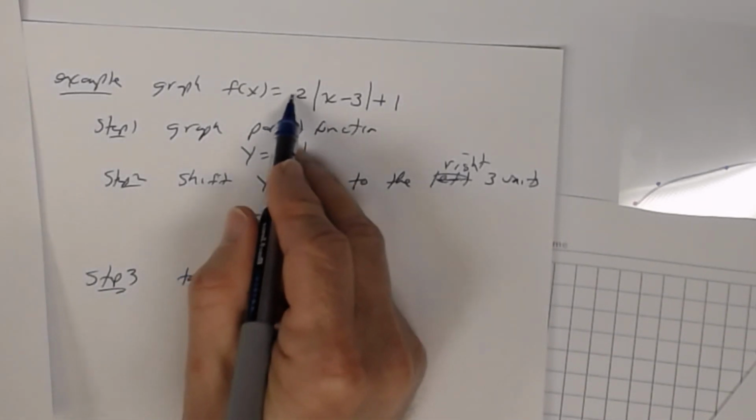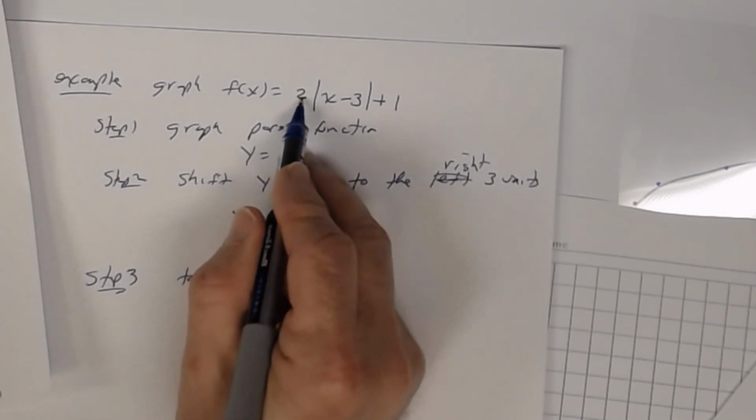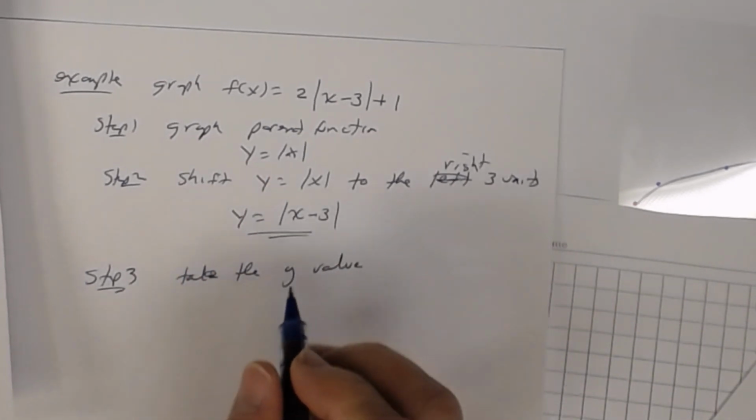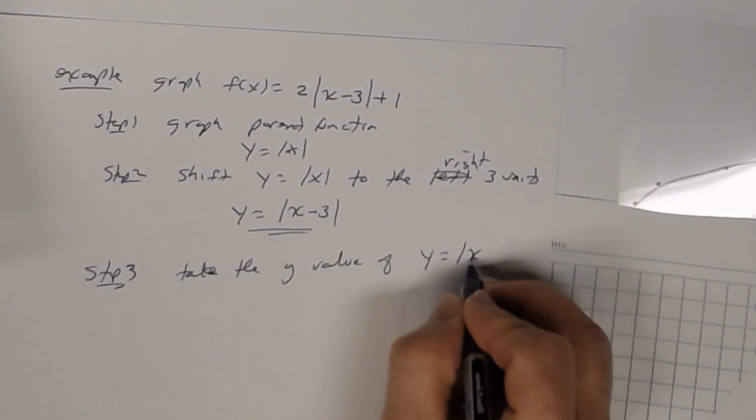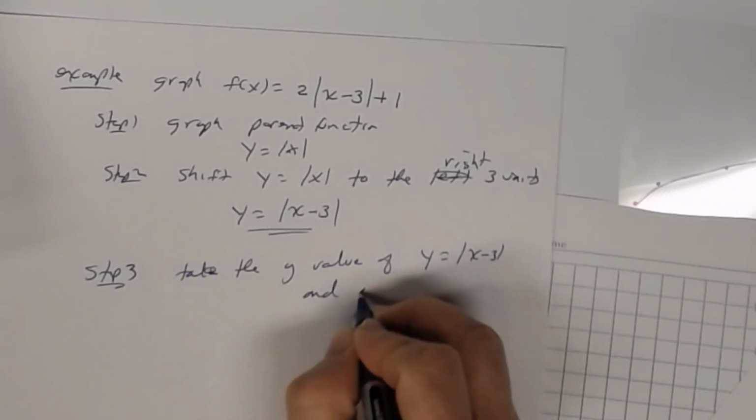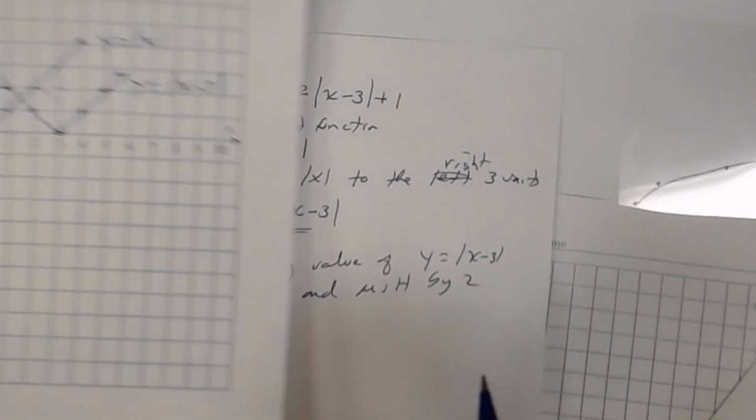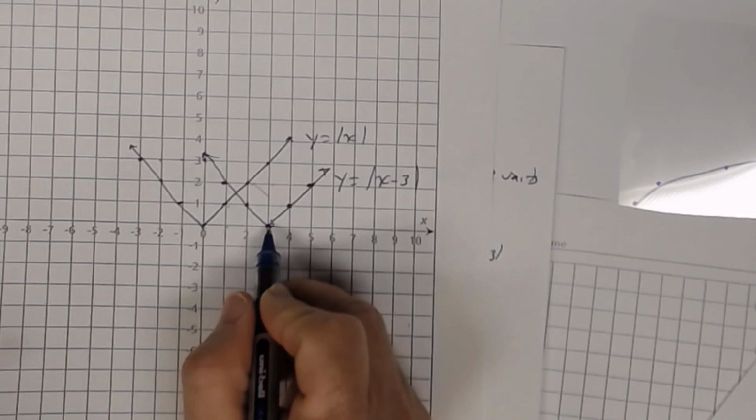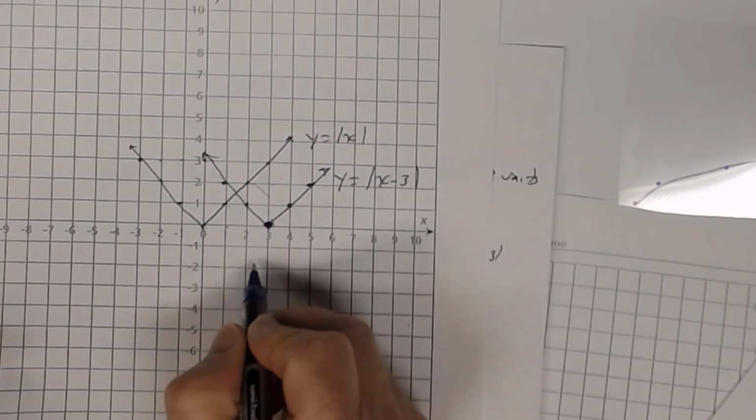Remember, step 2, this part here where you're multiplying by 2, you're going to multiply the y value by 2. So you're going to take the y value of y equals absolute value of x minus 3 and multiply by 2. So here's what's happening. What's this y value right here? Well, that y value right here is 0. What's 0 times 2? 0.